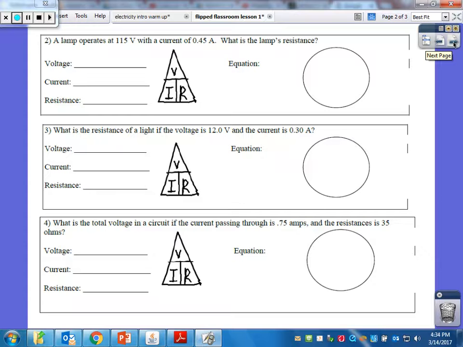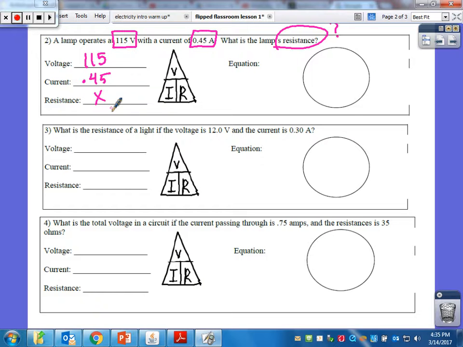Let's look at the next one. Like I said before, circle the information that it gives you. A lamp operates at 115 volts. 115 volts, so let's put it here. With a current of 0.45 amps, or A. Current 0.45. What is the lamp's resistance? What is the resistance? So we're going to put an X because we don't know that.